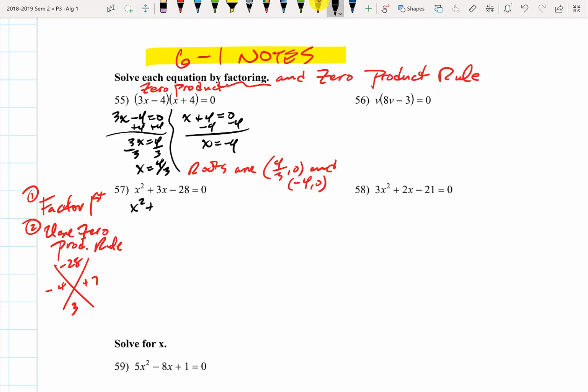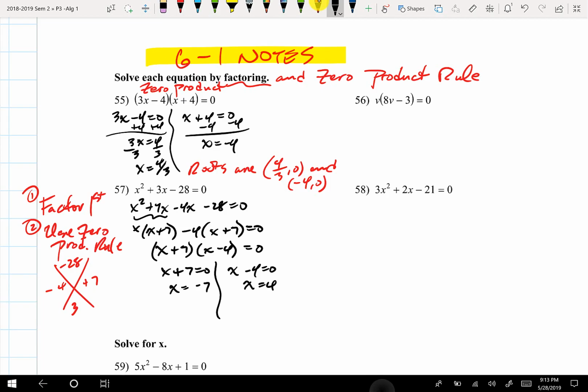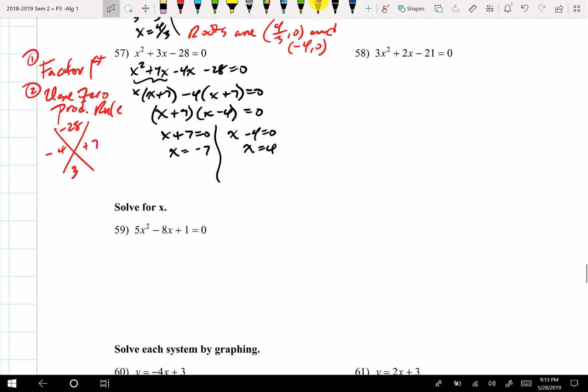So x squared plus 7x. You can put these in either order. Minus 4x minus 28 equals 0. First group, you get x times x plus 7. Factor out a -4, you get x plus 7 again. Continue factoring and get into a zero product. Then set them both equal to 0. You get x equals -7, x equals 4. Okay, and you can do the rest.